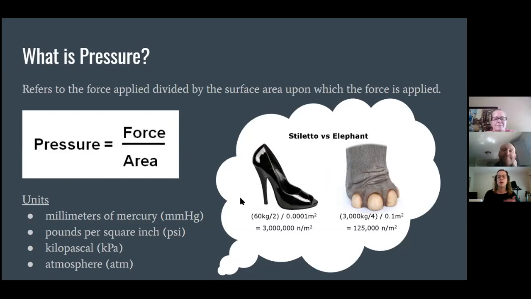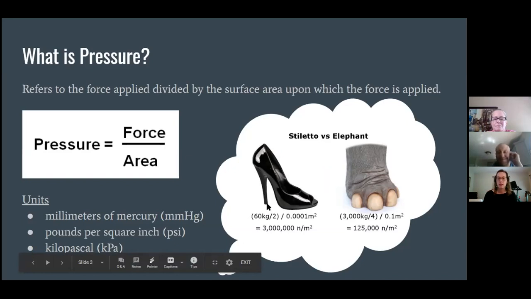This example is what I want you to think about. Compare being stepped on by a stiletto versus an elephant. And you think, whoa, an elephant, I don't want to be stepped on by an elephant. But let me tell you, if you've never been stepped on by a stiletto, it hurts. The surface area of the little heel of the shoe is very small. So even though you're just taking the weight of a human, the force due to gravity of a human, and dividing by that tiny surface area, it has a large amount of pressure.